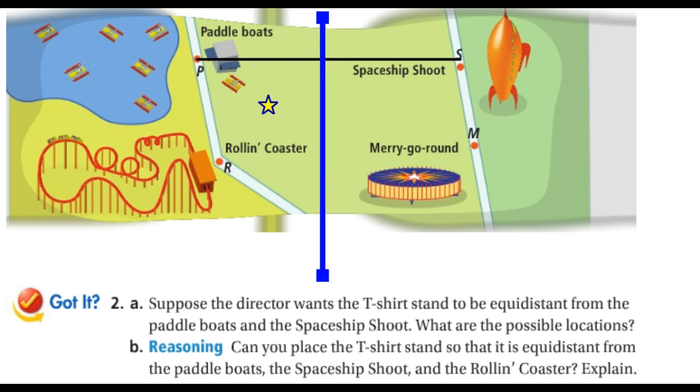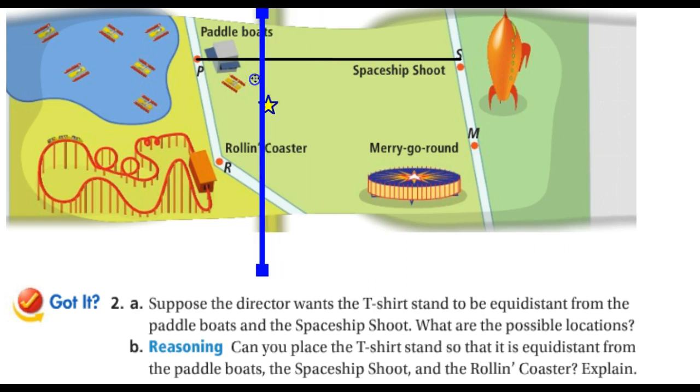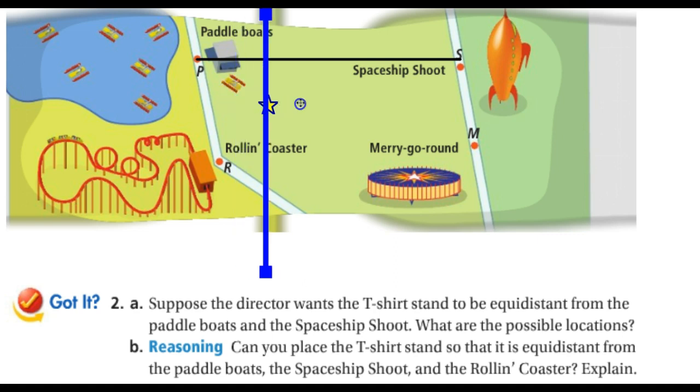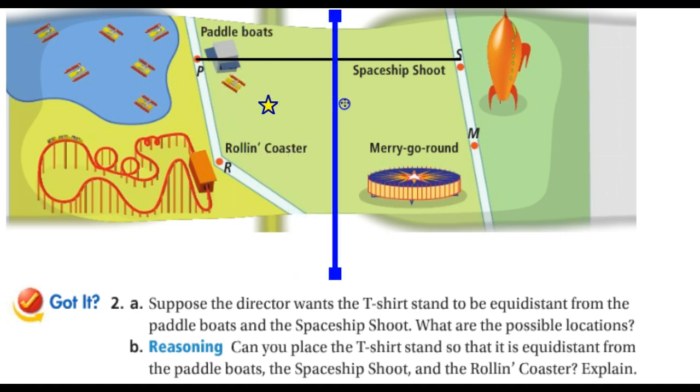So if we were to measure it out and move this line, I know this line is perpendicular to PS, so it's not just enough to be perpendicular. I want it to be going exactly halfway through. So let's suppose that was halfway through. Now, anywhere you put this t-shirt stand, let's suppose we put it right here, the distance walking from the spaceship chute to the t-shirt stand will equal the distance walking from the paddle boats to the t-shirt stand. Now I can make that distance a little bit longer if I move it further down the line, but it's still the same distance away from S as it is P.